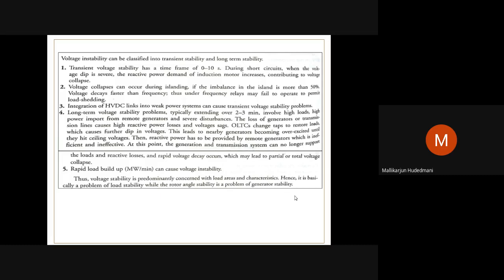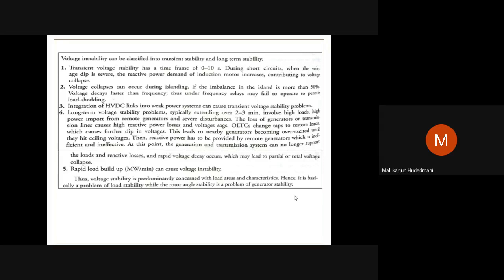And long-term voltage stability problems typically extend over 2 to 3 minutes. Within that 2 to 3 minute time frame, sustained faults or stability problems may challenge the system. During which some actions, such as loss of generation or a transmission line causing high reactive power loss or voltage sag, or even OLTCs and switched capacitors changing to restore loads, would be the cause. Therefore, any of these definitely challenge voltage stability.